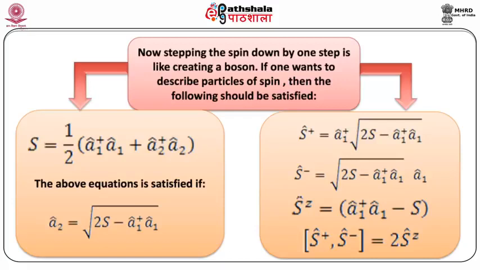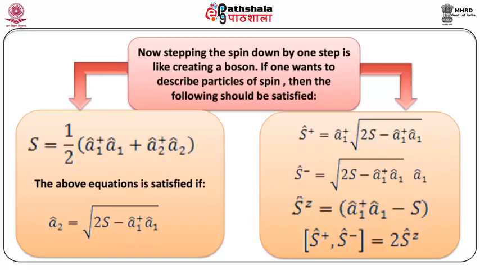If one wants to describe particles of spin S, then the following relation should be satisfied: total spin S is equal to half of A1 dagger A1 plus A2 dagger A2. Now this equation will be satisfied only if A2 is equal to the square root of 2S minus A1 dagger A1. Also, S plus can be written as A1 dagger times the square root of 2S minus A1 dagger A1, and S minus is equal to the square root of 2S minus A1 dagger A1 times A1. So you see why I am saying S plus and S minus are Hermitian conjugates of each other.